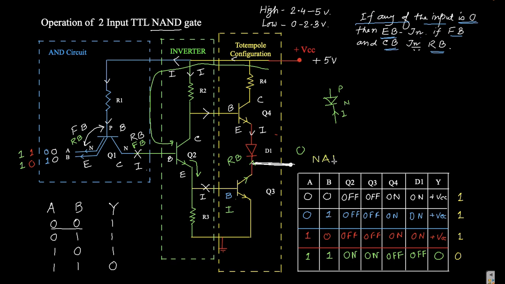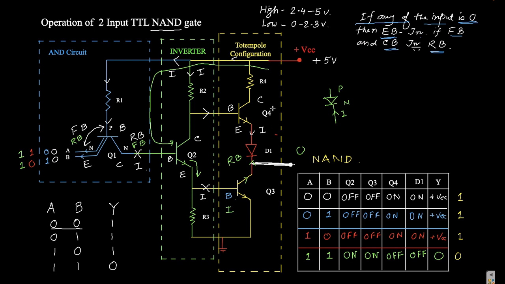So in this way we can make a NAND gate using 4 transistors and a diode, and you must know that this is the totem pole configuration. One thing you should keep in mind: if the question comes to draw the totem pole configuration, then just remove this AND circuit part, this inverter part, and this Q3 and Q4. The Q4 is seated above the Q3.